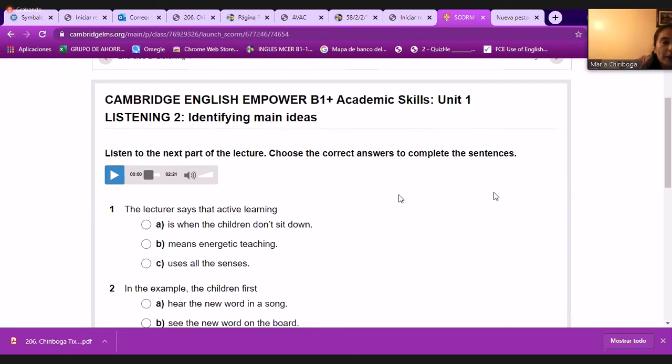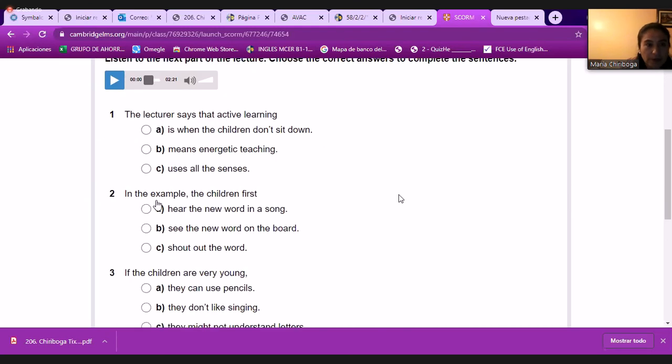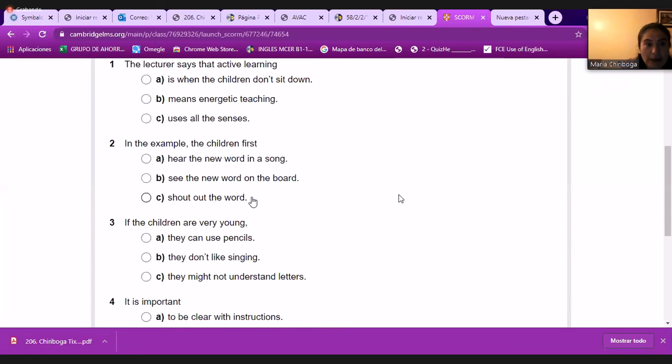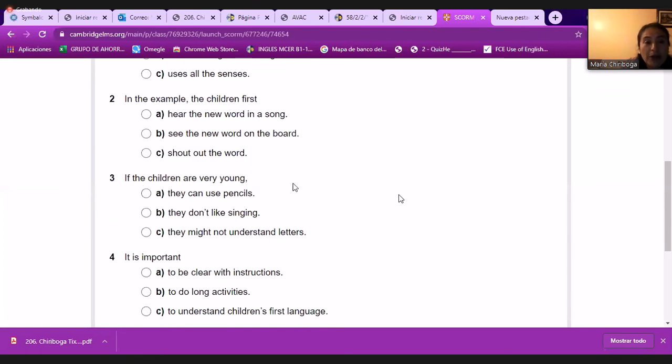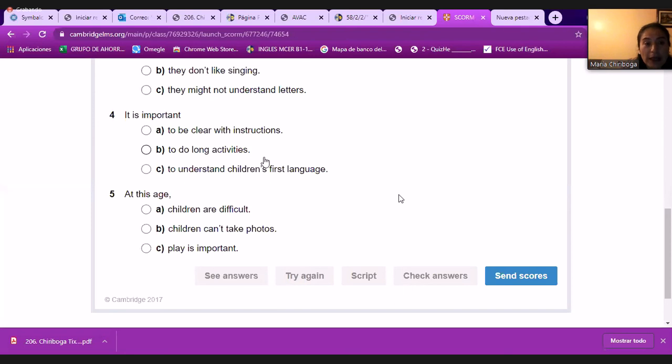So here, my dear students, you are going to listen to the next part of a lecture. You are going to choose the correct answer to complete the sentences. For example, the lecturer says that active learning, please, you choose A, B, or C. In the example, the children first, A, B, C. If the children are very young, A, B, C, it is important, A, B, C, and at this age.